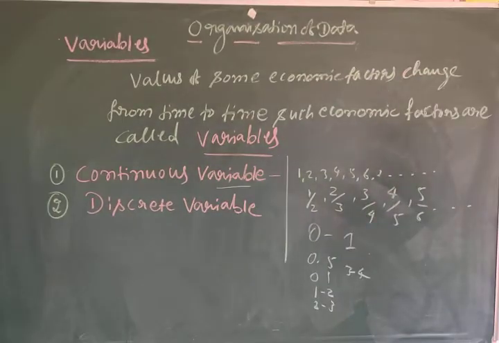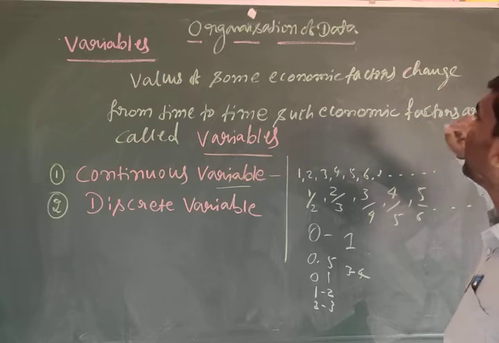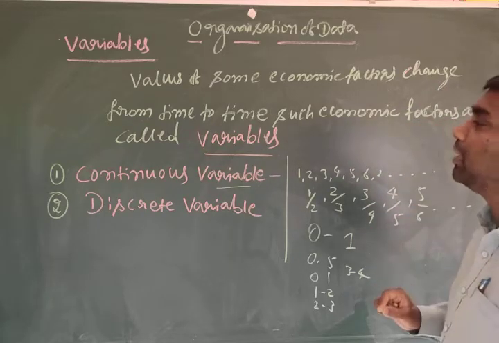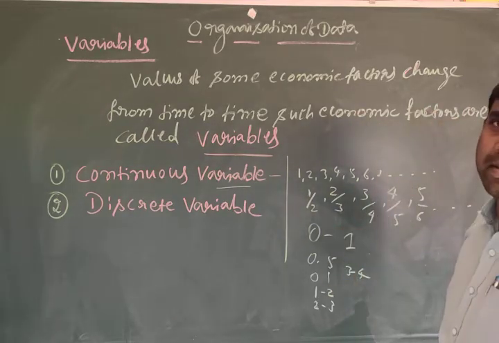Variable means something which can change from place to place, person to person, time to time. This was already explained at the starting of this chapter. Once again I repeat the meaning. Variables are the values of some economic factors that change from time to time. Such economic factors are called variables.